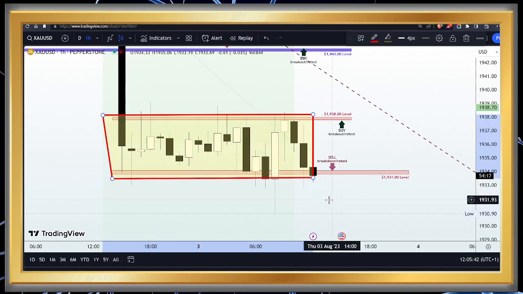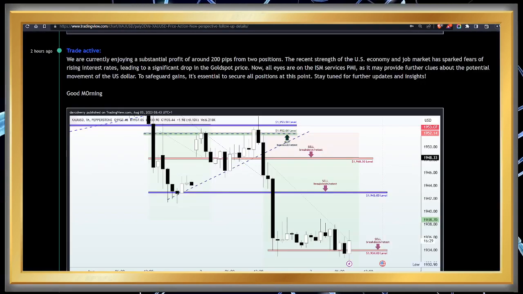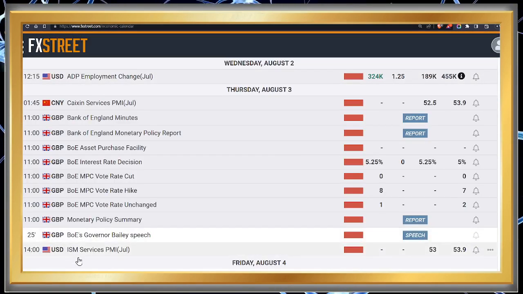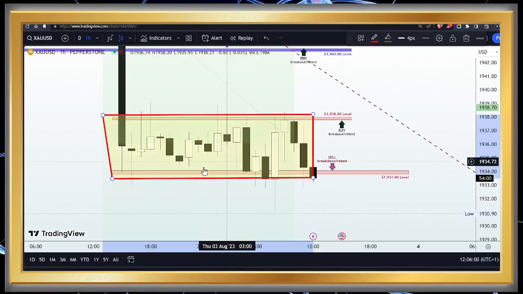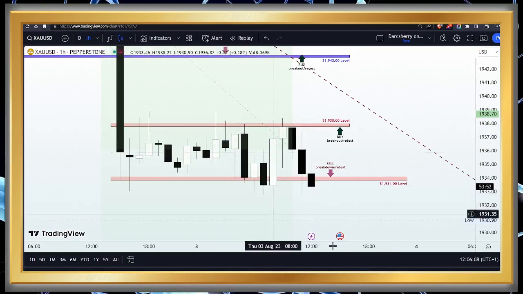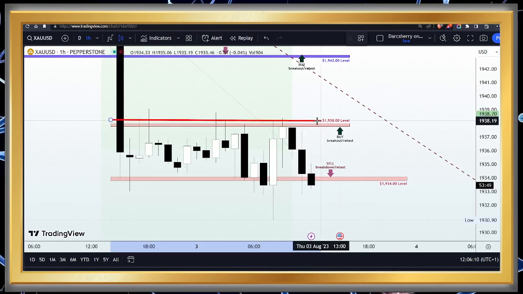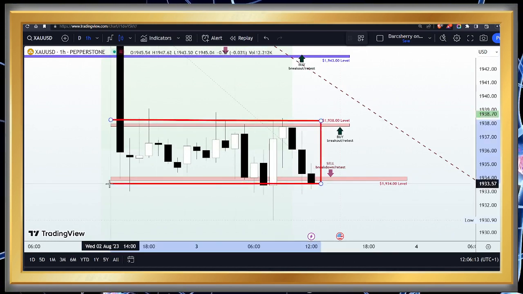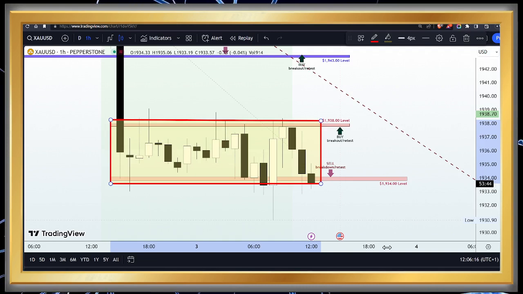Now, this might likely be as a result of the anticipation of the ISM Services PMI, which is coming up in about 2 hours from now. Let me see how many hours from now. Okay, in about 2-3 hours from now, the ISM Services PMI will be coming in, and as a result of this, we are likely going to be seeing some volatility in the market. Now, with this scenario, you know how we do it. Whenever we have a range like this, we expect to see a breakout or breakdown of that range to give us a signal of where price action will be going.